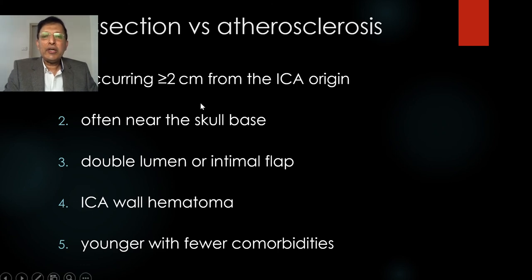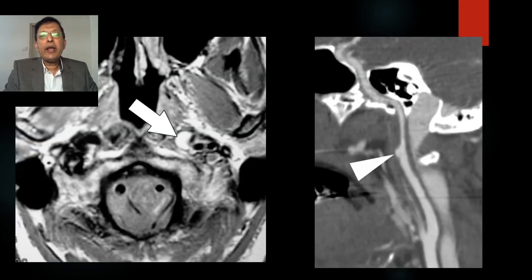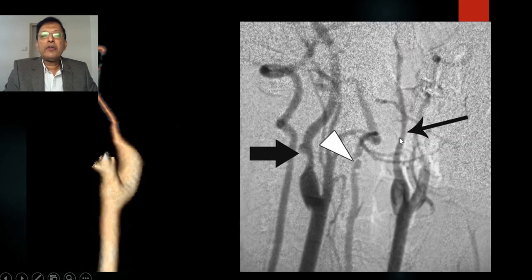Dissection usually occurs not proximally at the bifurcation, but usually distal, more than 2 centimeters from the ICA origin. It's often near the skull base. There will be a double lumen or an intimal flap, and internal carotid artery wall hematoma could be demonstrated, and usually dissection occurs in younger patients. This is an example of a crescent sign which is seen in the axial sections. You can see the wall hematoma. You can see a pseudoaneurysm here with a small thinned out vessel, which is characteristic of dissection.